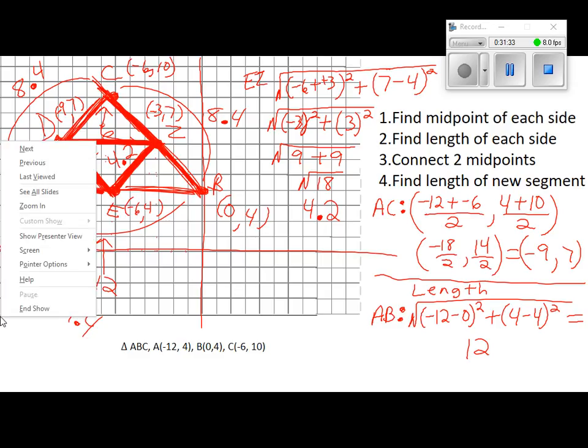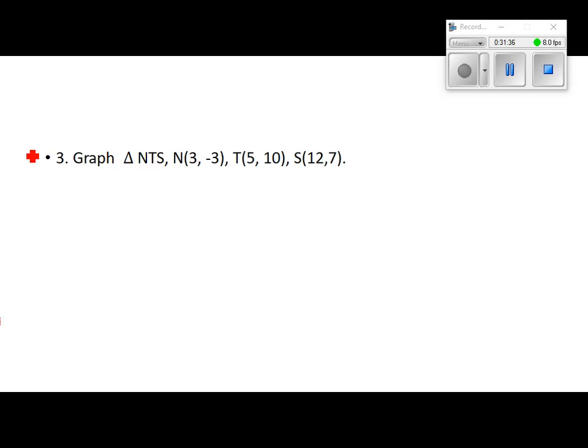Flip your paper over. Grab that triangle. Graph this triangle. Mackenzie's going to make sure she's doing the X's and the Y's correctly this time. Graph that triangle. And then the next thing you're going to do, right after you graph it, is find the midpoint of each side. You're going to use that midpoint formula to find the midpoint of each side. I'll give you a minute or two before I flip the slide.